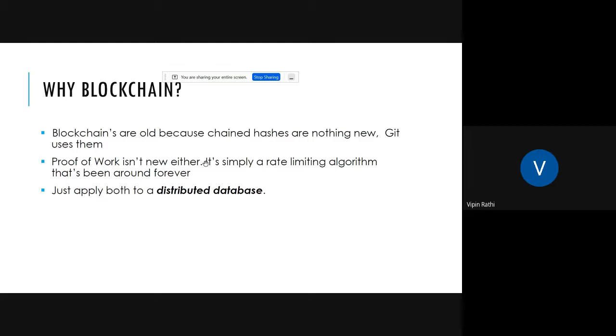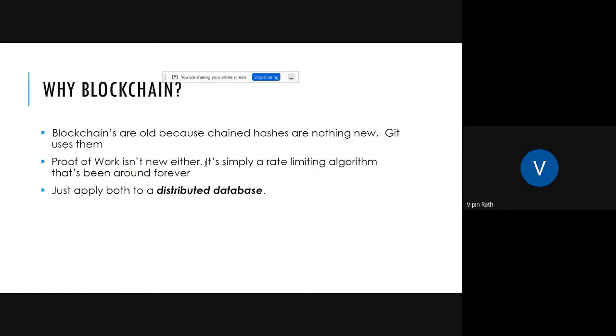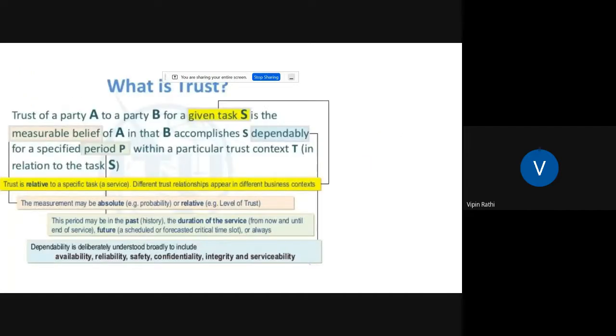Is it enough? That's important to understand: why do we always talk about blockchains when a lot of concepts already exist, and can we merge them? So here the concept of trust comes in, right? According to ITU, we have to understand the important term called trust. Trust of party A in B for a given task S is the measurable belief of A that B accomplishes S dependably for a specific period P within a particular trust context T in relation to the task S.